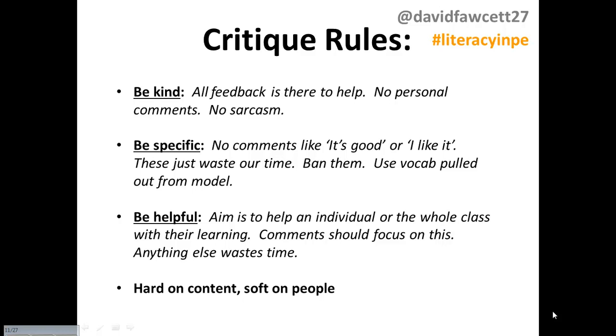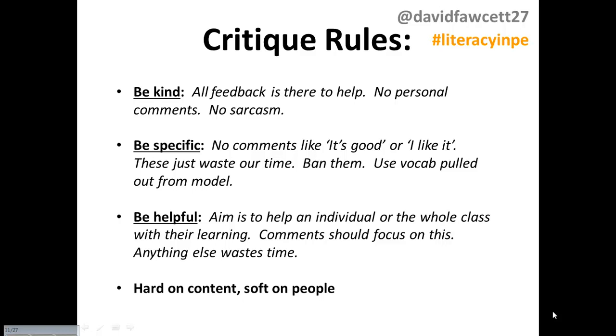Now all the comments which students give to each other's pieces of work must be focused purely on the work. It's there to help the work, and there are no personal comments, there's no sarcasm, there's no things like this piece of work is an epic fail, or you're an idiot for writing the way you did. There's no personal comments, it's just purely on the work.